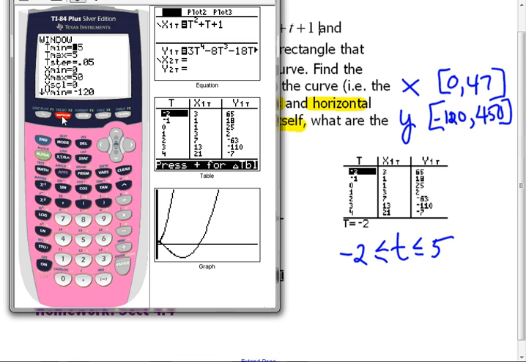I use the tables to make good guesses on what I should put in for the x and the y values. So when t was negative 2, x was only 3. But I had to fool around with the tables. That's why I've got two pictures of tables there. And then y max, I put at 450. I'm glad I went down to negative 120. I wouldn't have seen the little minimum. There's a minimum there, isn't there?